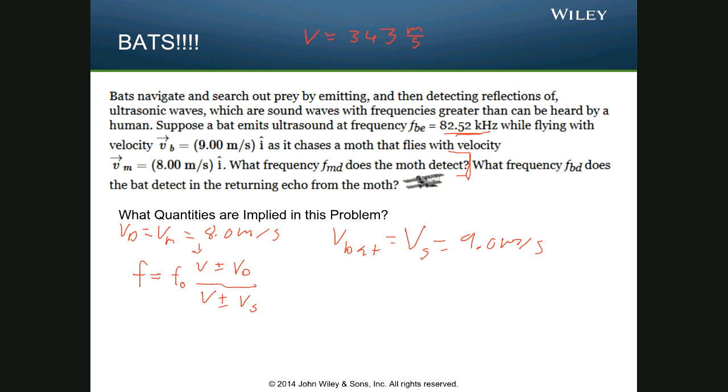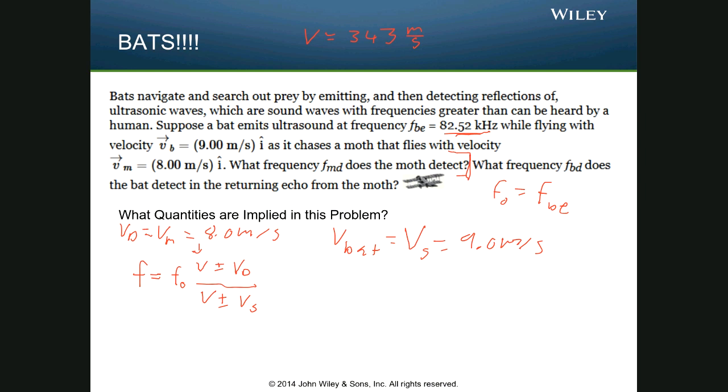Okay, and now we have our V's, and we have our f naught, which is f_bat, so f naught equals f_bat. Now we have to visualize this problem so that we can pick the right signs. So let's take a look at our bat and our moth flying. We can only look at one thing at a time, so let's start with the detector, the moth. Is the moth flying towards the bat or away from the bat? Away from the bat.